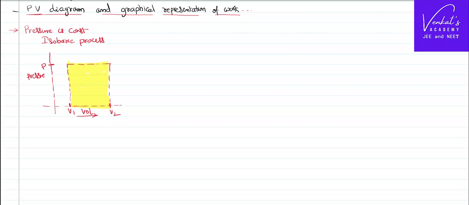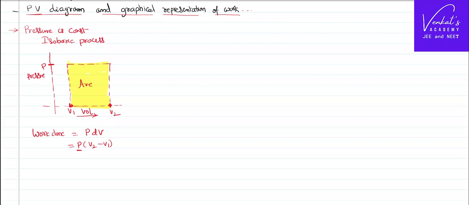Now if we have to calculate the work done in this process, we know the formula for the work done as, at constant pressure, P dV. Pressure is P, dV is the change in the volume, V2 minus V1. So how do I get it from the graph? Pressure is on the y-axis, dV is on the x-axis.